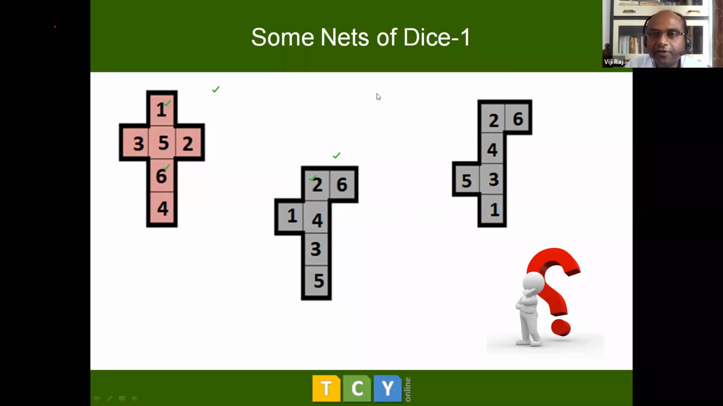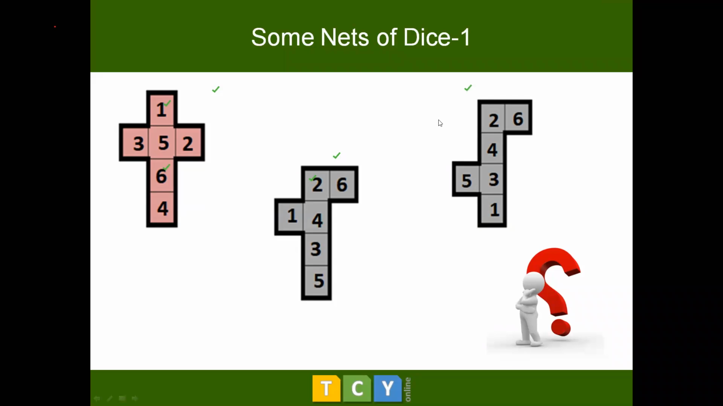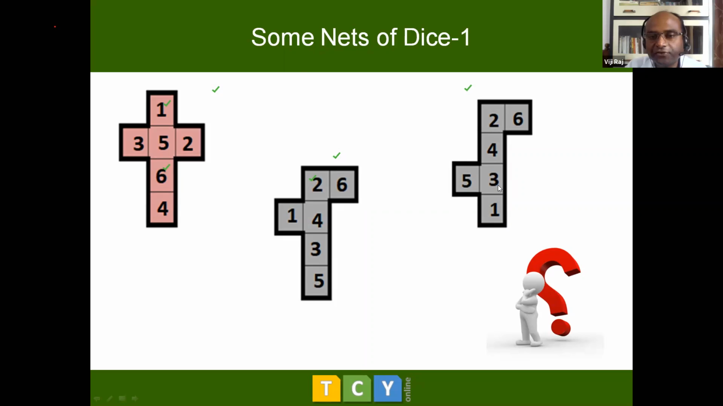Now we are moving on to the third figure here. In the third figure, what is opposite to 2? It's 3. Amay, you want to say something? No, sir. Okay. So opposite to 2, we have 3. And what about 5? All right, we have 6 opposite to 5. Excellent. What about 1?